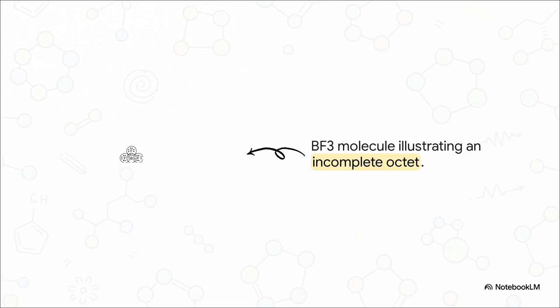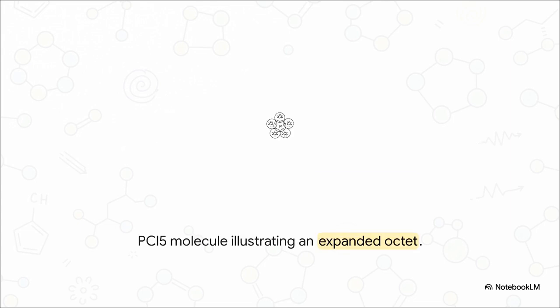So much for the rules, right? And then on the flip side, you have the hoarders. Take phosphorus pentachloride, PCl5. Phosphorus forms 5 single covalent bonds with 5 chlorines. That gives it 10 electrons in its outermost shell. 10! It pulls this off by expanding its octet right into its vacant, higher-energy d orbitals.